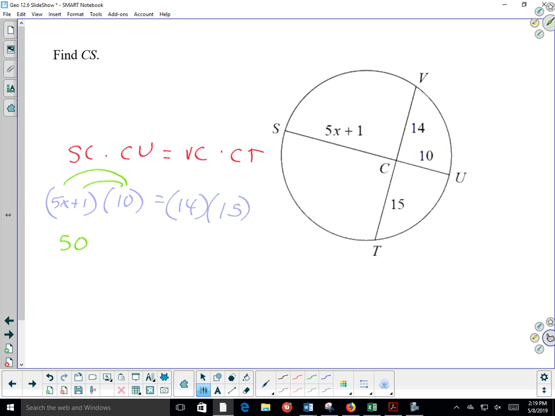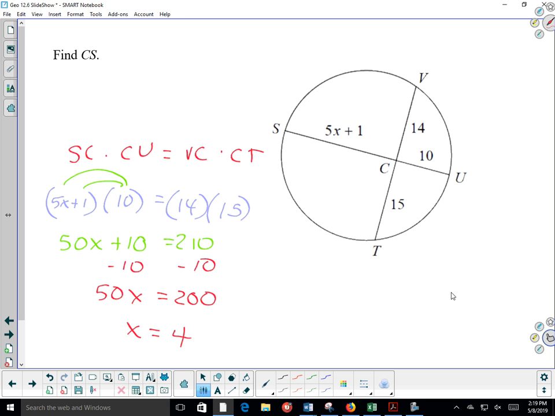50x plus 10, because we're distributing, equals, what was 14 times 15? 210. And then subtracting 10, we get 50x equals 200, so x is going to be 4. Are we okay with this? All right, but is that our answer? 4? No. Nathan, 4 is the x.